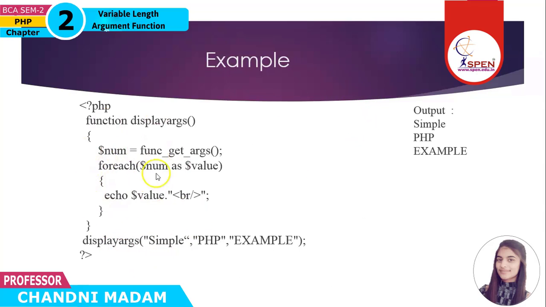Here we create our user defined function. The name is display_args. In display_args we use our func_get_args. This function returns an array that we store in a $numname variable. After that we print this variable one by one. We use a foreach loop to print these values. In the $numname variable, the first value is simple, the second is PHP and the third is example. So it will print them one by one.